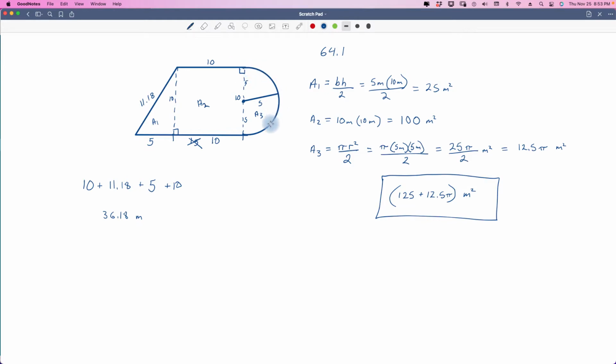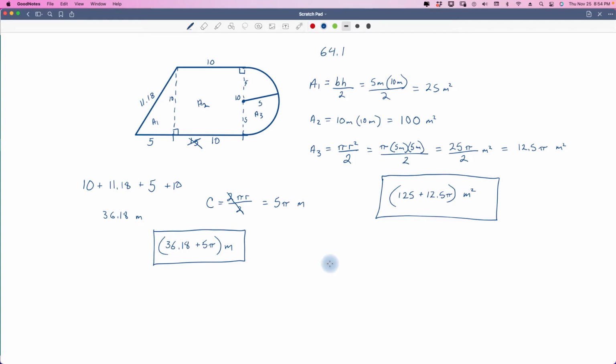Now let's calculate this bit right here. So the circumference of a semicircle is 2 times pi times the radius divided by 2 because it's only half of a circle. These two cancel each other out, which leaves pi times the radius. So that's going to equal 5, because that's the radius, times pi meters. So we would actually want to write this as 36.18 plus 5 pi meters. That is the most exact answer that you can give me.